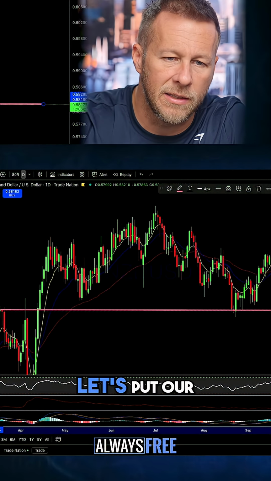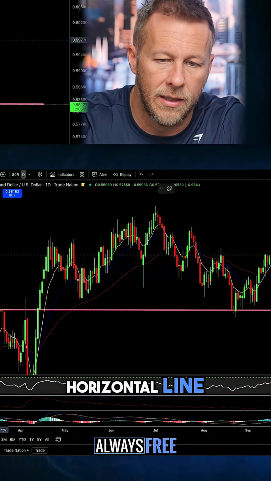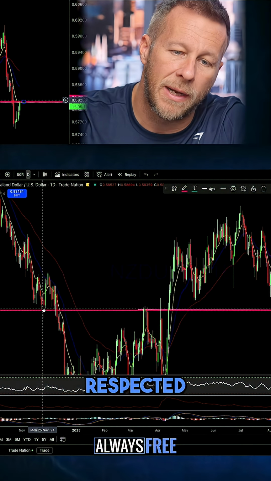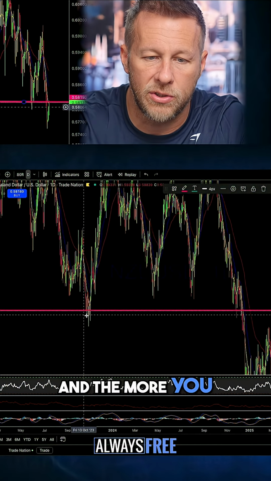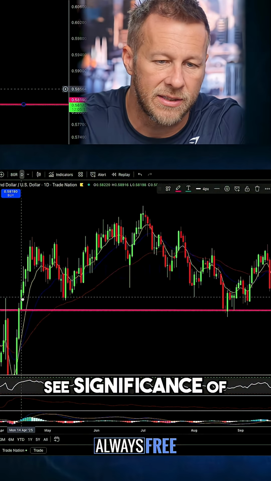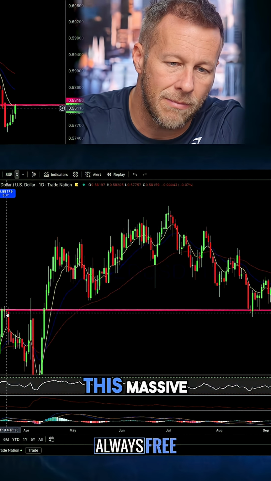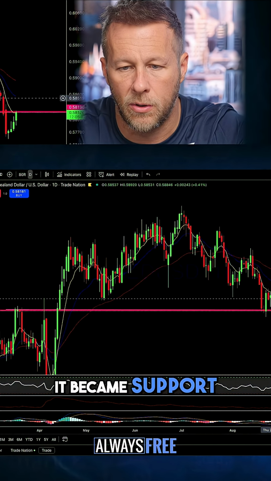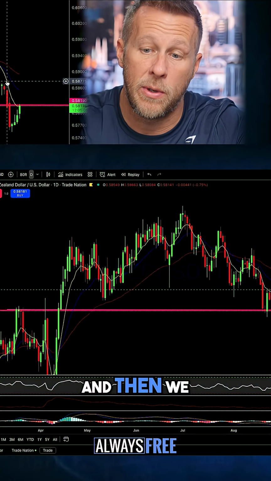Look left, market leaves clues, structure leaves clues. But if you just project this out a little bit further, in fact, let's put our horizontal line at this level as well. What you can see is this level is respected time and time again. And the more you zoom out, you can see the significance of this level. So you can see this massive rejection here, big rejection here. We tested here, it became support. We had a rejection there, and then we blasted through.